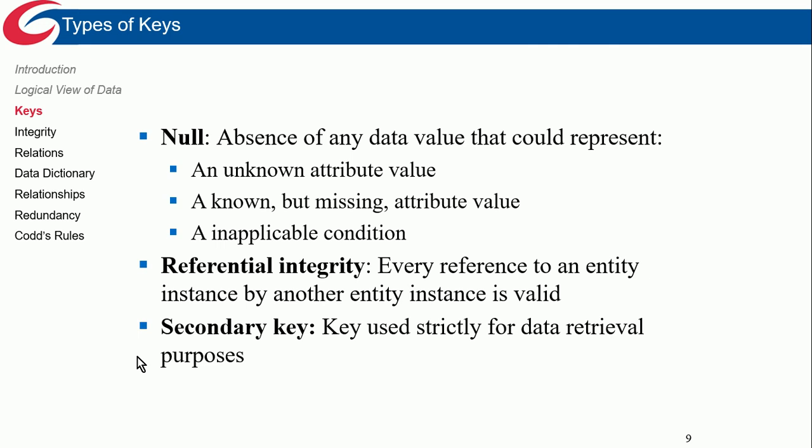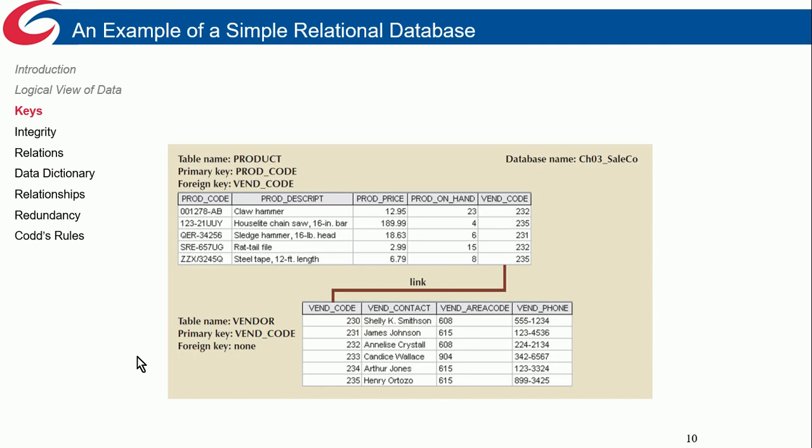With referential integrity, every reference to an entity instance by another entity instance is valid. That's what referential integrity means. So what that means is anytime you have a reference to another table, it has to exist. So let me show you what I mean. I'm going to go forward to the next slide here.